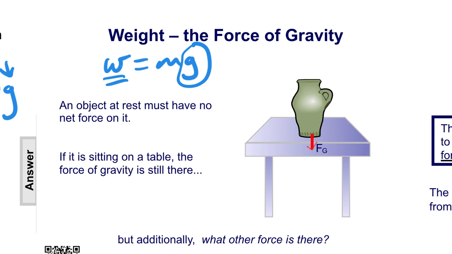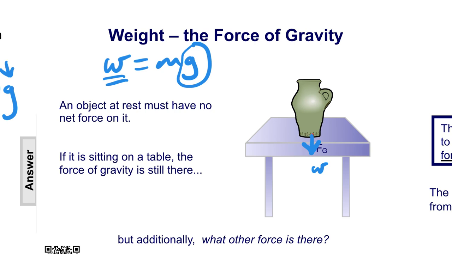So this vase on the table has a weight downwards, even if it's not accelerating. Okay, now, is that the net force? Is the weight the net force? In other words, is it the unbalanced force acting on the vase? Well, if it was, it would be accelerating according to F net equals ma, Newton's second law.